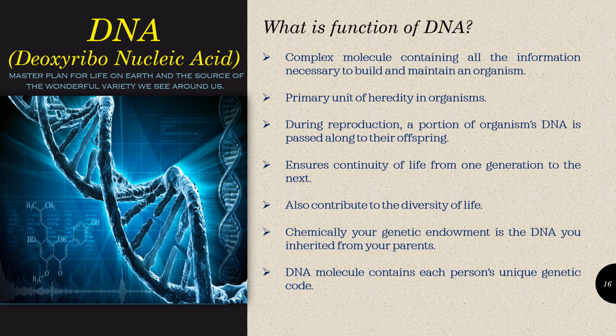We can say that DNA is the master plan for life on Earth and the source of the wonderful variety we see around us. It is a complex molecule that contains all the information necessary to build and maintain an organism. It serves as the primary unit of heredity in organisms of all types. During reproduction, a portion of their DNA is passed along to their offspring. This transmission of DNA ensures a certain level of continuity from one generation to the next, but it still allows slight changes that contribute to the diversity of life.